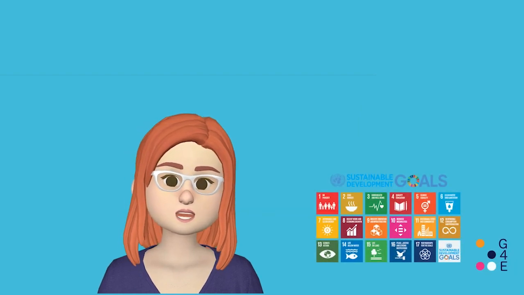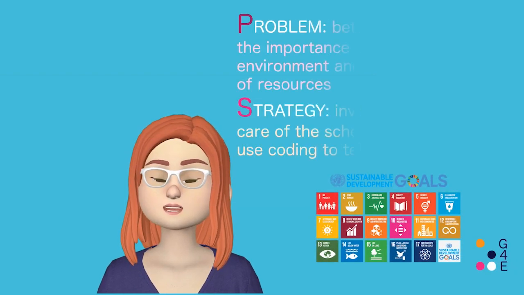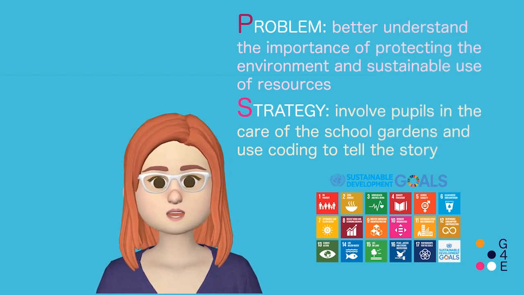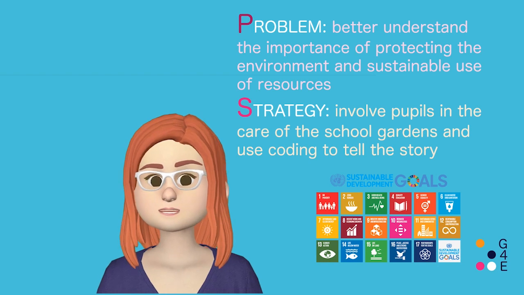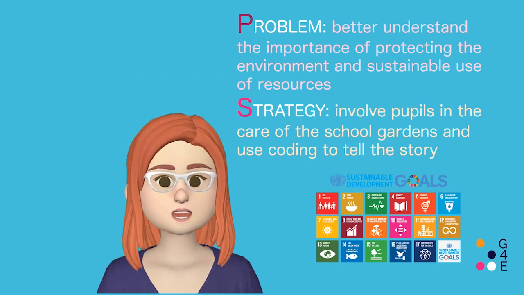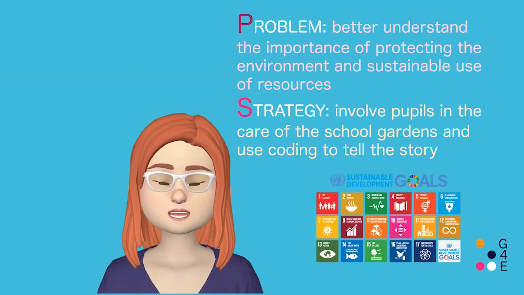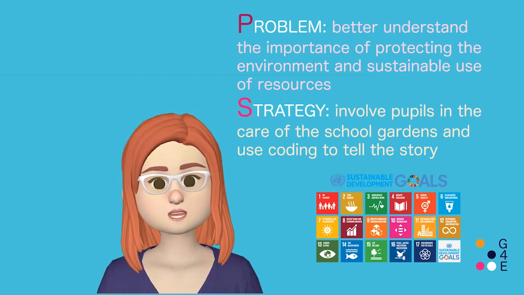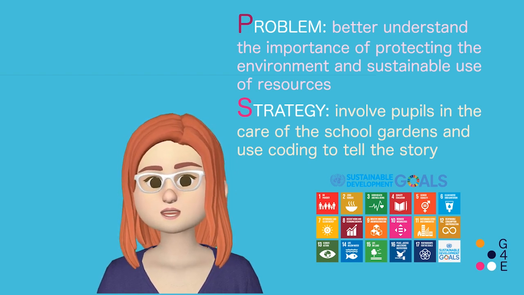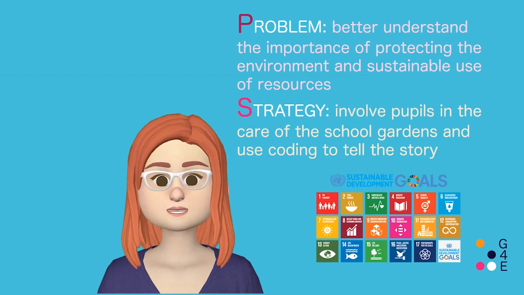STEAM Environment was developed to better understand the importance of protecting the environment and sustainable use of resources for primary school pupils. The strategy was to involve pupils in the care of the school gardens, relating scientific subjects to the hands-on gardening and care of nature, while adding basic technological components such as coding.